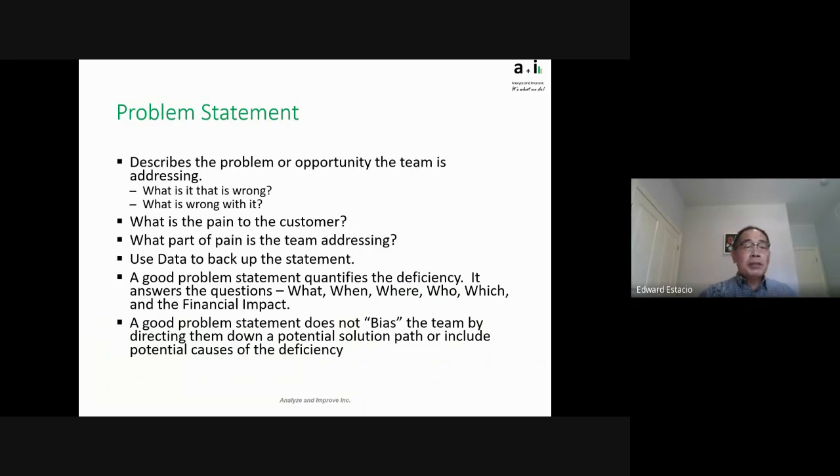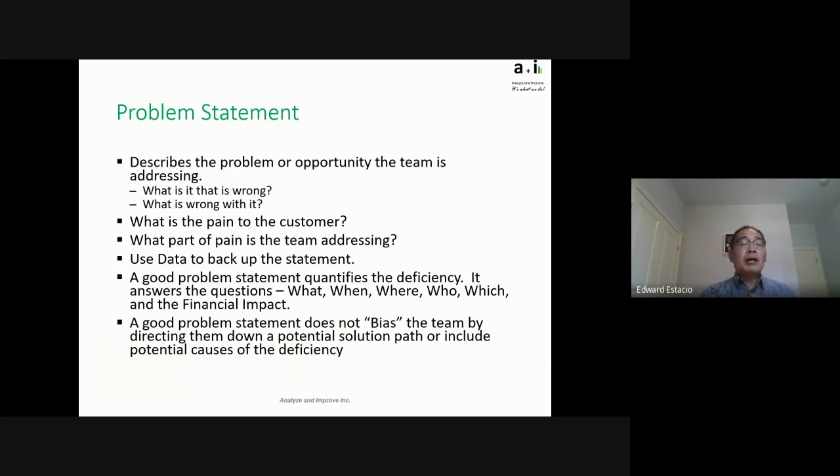So the problem statement is: what is the opportunity? What is wrong with what we're doing here? What is the problem? What is the pain to the customer? Again, the customer is not just the end user. The next in line is your customer. Your manager is your customer. The owners are your customer. So which part of that pain is the team addressing? Again, it's just going to be a focus one.